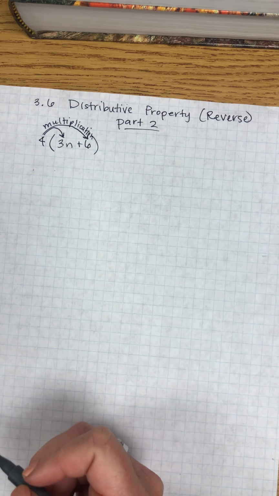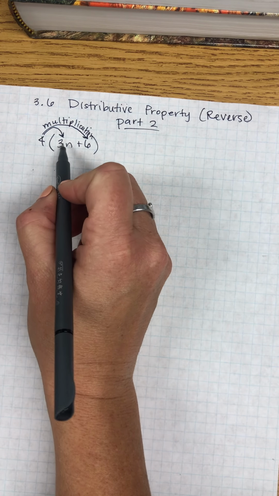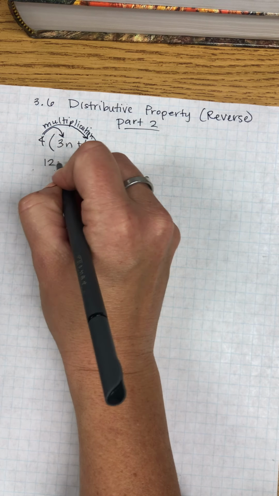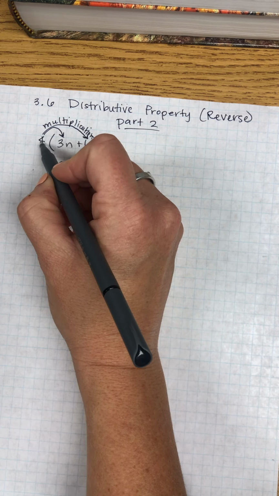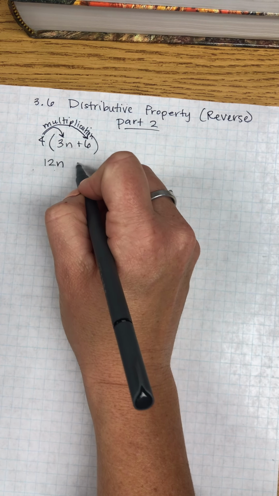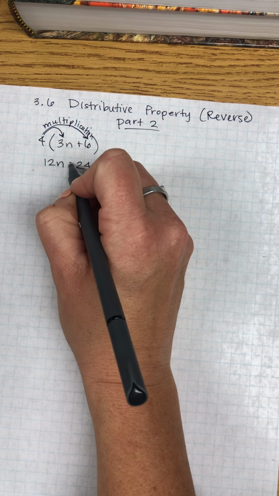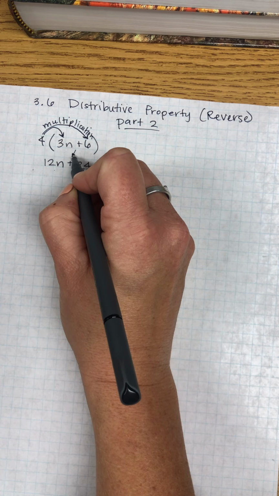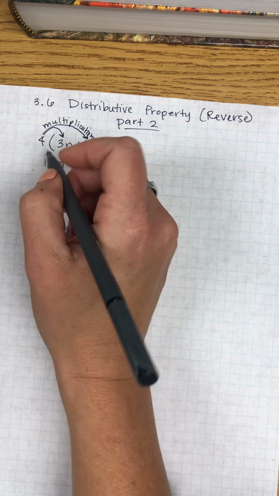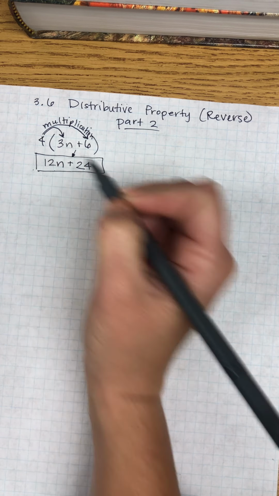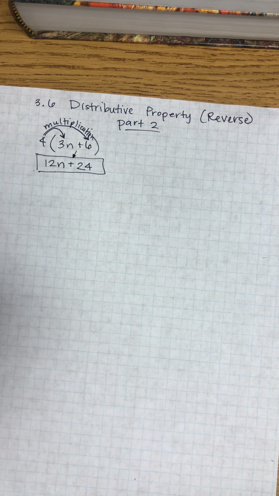Familiar, right? And when we do that, we do 4 times 3n and we get 12n. And then we do 4 times 6 and we get 24. And the sign stays the same, so we just bring that plus sign down. And our answer for yesterday was 12n plus 24.